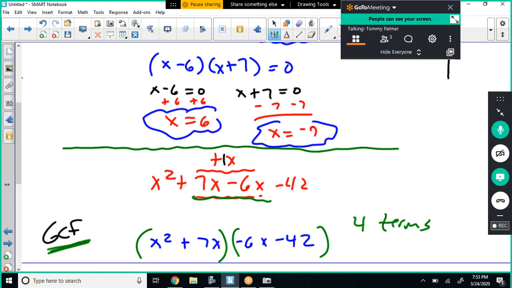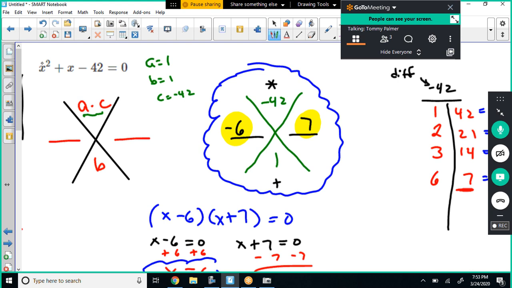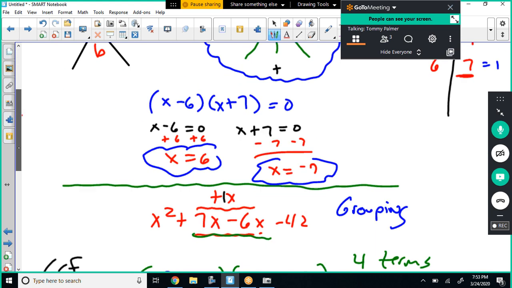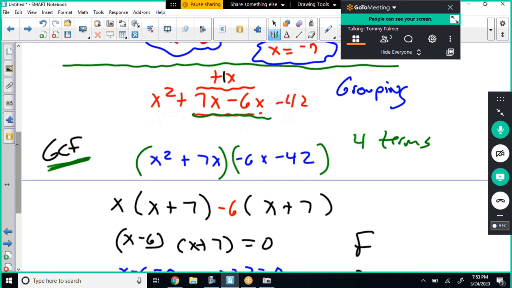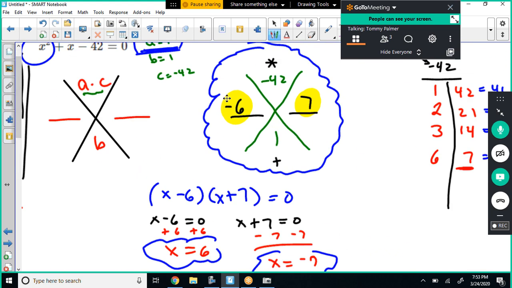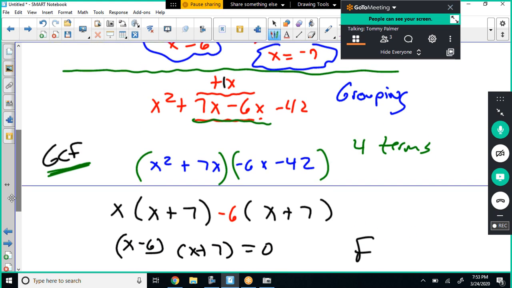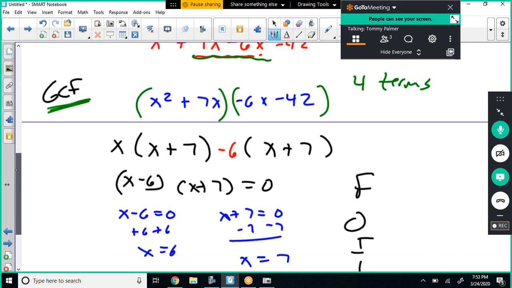Correct? I didn't have to do grouping because my coefficient here was a 1, right? That was a 1. But if it's something other than a 1, then after I find these 2 yellow highlights, I'll need to unsplit the linear term, and that's what this is, and then do grouping.